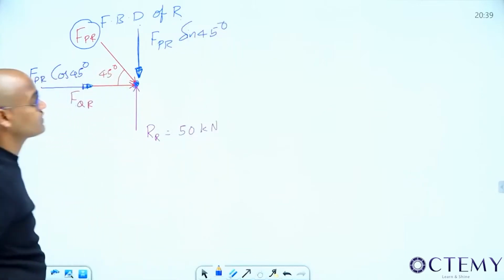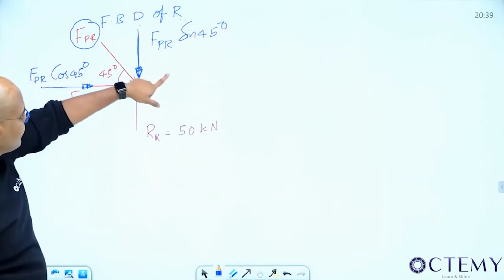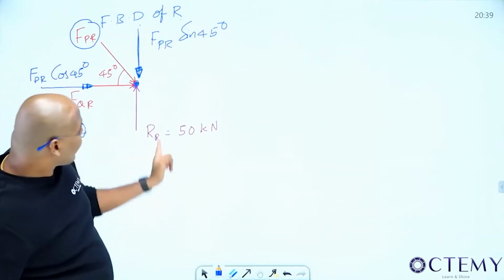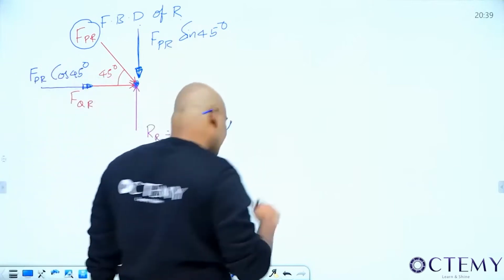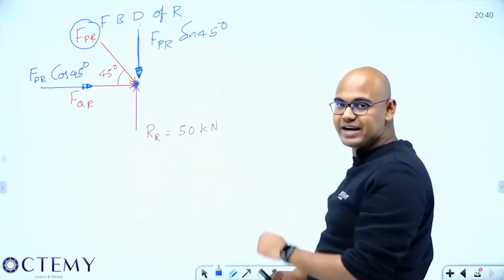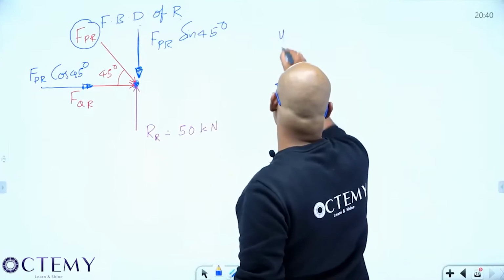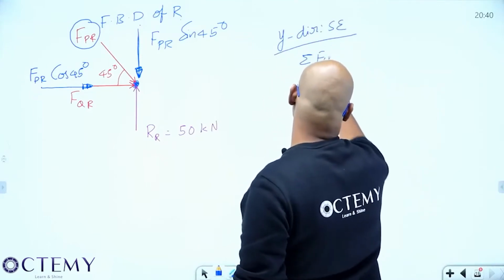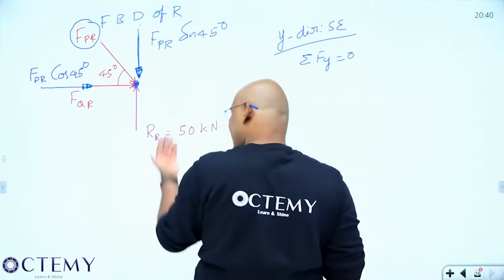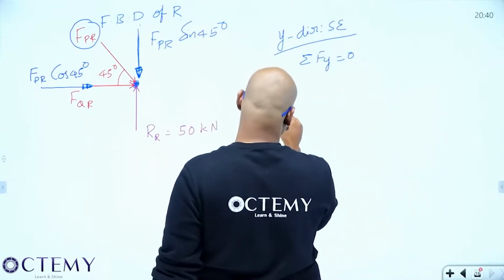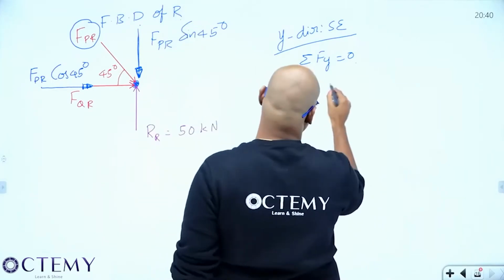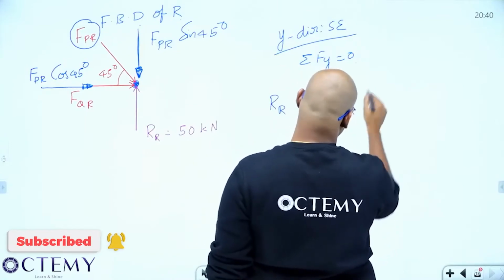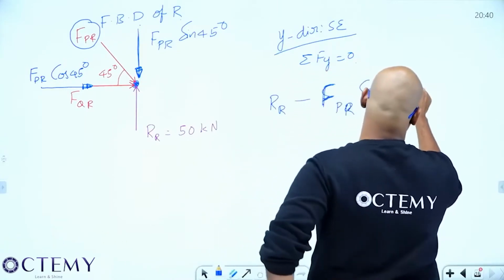Now, what is it that I want? FPR is there in both the x direction and y direction, but I don't know FQR. If I knew FQR, I could write in the x direction, but I know RR. So write in the y direction. Don't sit and write the x direction and then say I will go for the y direction. No need. Directly write in the y direction. Static or dynamic? Static. So sigma Fy is equal to 0. RRY is acting upwards, so positive. FPR sine 45 is acting downwards, so it is negative.